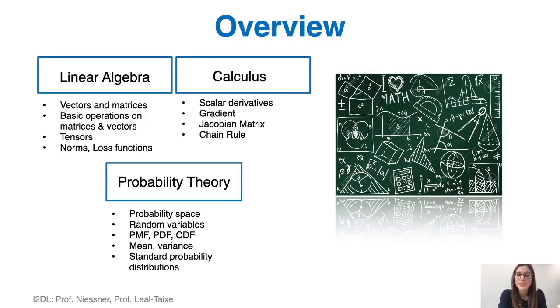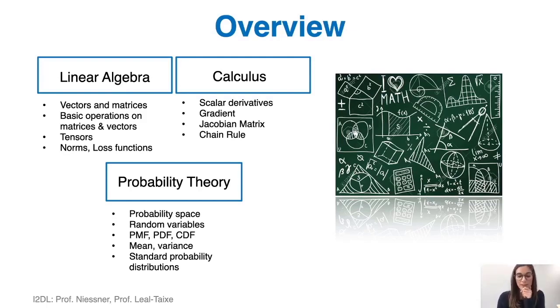The third part is probability theory. There we will start with the main concepts and we will have a look at their definitions. So probability spaces, random variables, and also their corresponding distribution functions. Furthermore, we also review the concept of mean and variance, and we will give you a short overview of the most important probability distributions of a random variable, for example, the Gaussian distribution or the uniform distribution.